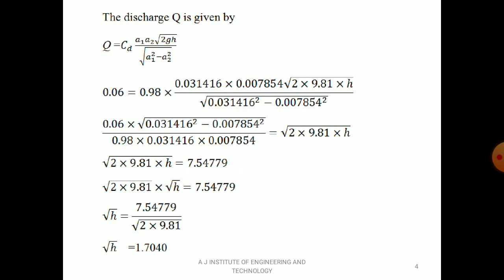So the discharge Q is given by the expression for a horizontal venturi meter: Q actual equal to CD into A1 into A2 into square root of 2gH divided by square root of A1 square minus A2 square, where A1 is the inlet cross-sectional area, A2 is the throat area, H is the pressure difference, CD is the coefficient of discharge, and Q is the volumetric flow rate. So Q is given as 0.06, CD value is 0.98, A1 equal to 0.031416 and A2 equal to 0.007854.